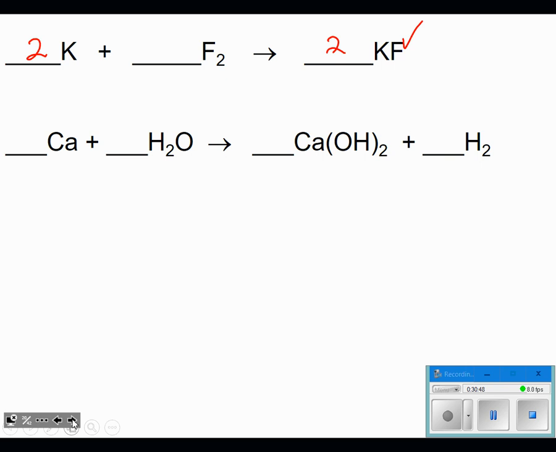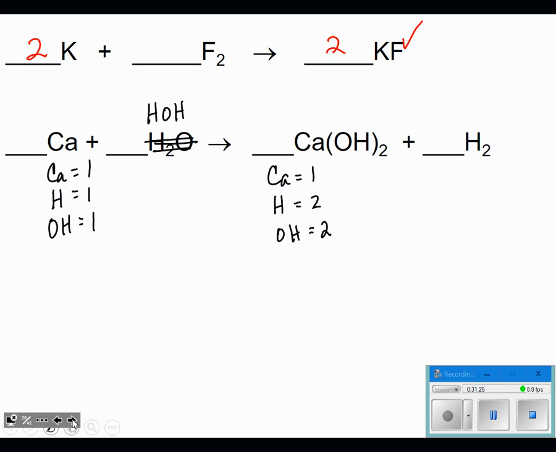Okay, so here, this is one of them, like I said, that I might rewrite as HOH for my hydroxides. Because then I could write CaH and OH. Okay, then I could do CaH and OH. So if I do that, on this side I have 1 calcium, I have 1 hydrogen, and I have 1 hydroxide, because that hydroxide is not in parentheses. Over here, I have 1 calcium, I have 2 hydrogens, and I have 2 hydroxides because that hydroxide is in parentheses.